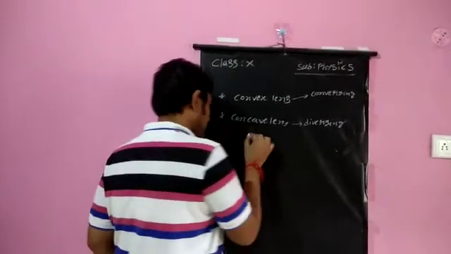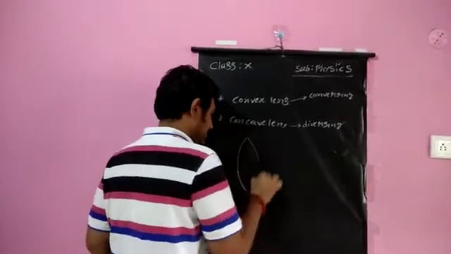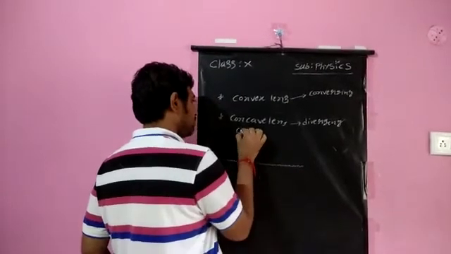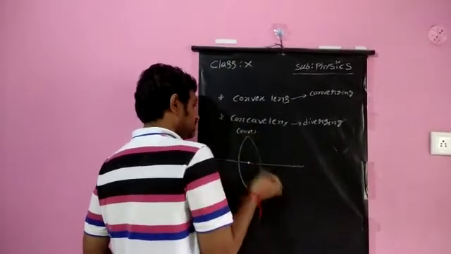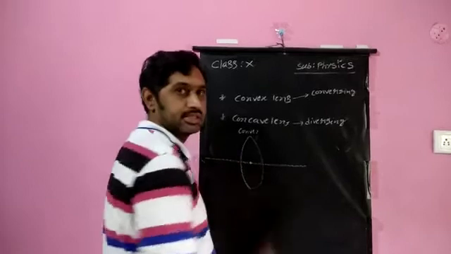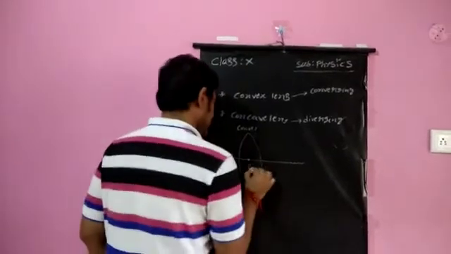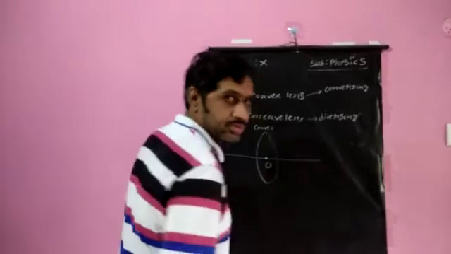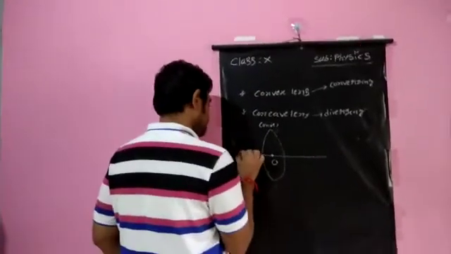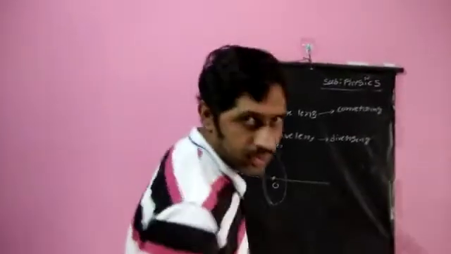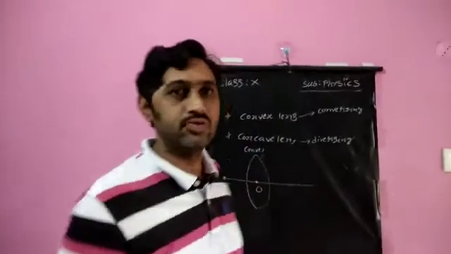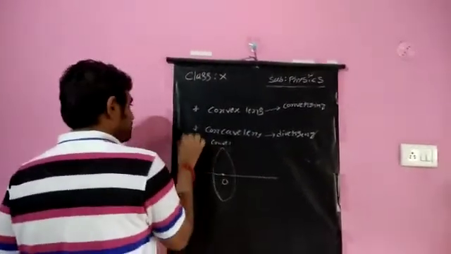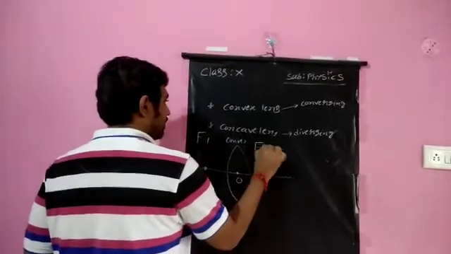In the other video, the convex lens is thick in the middle, thinner at the edges. Suppose this is the principal axis of the convex lens. This is a convex lens, thick in the middle, thinner at the edges, and its optical center is this one. The light can enter from both sides. A lens will have two principal foci. One is the first principal focus, denoted by f1. The second principal focus will be denoted by f2.